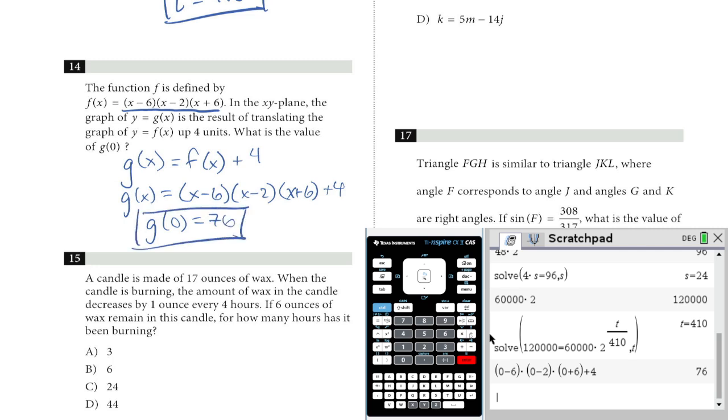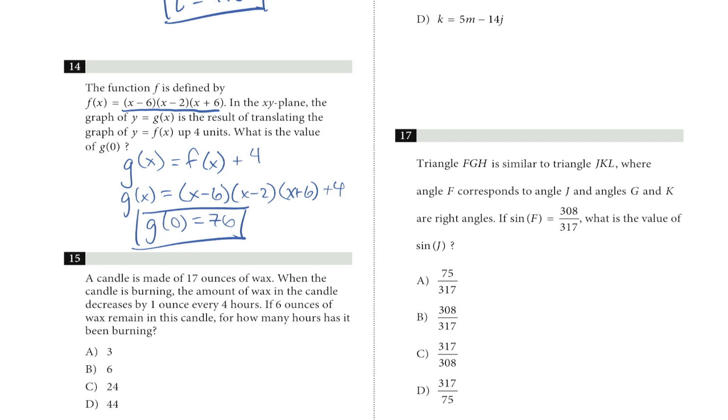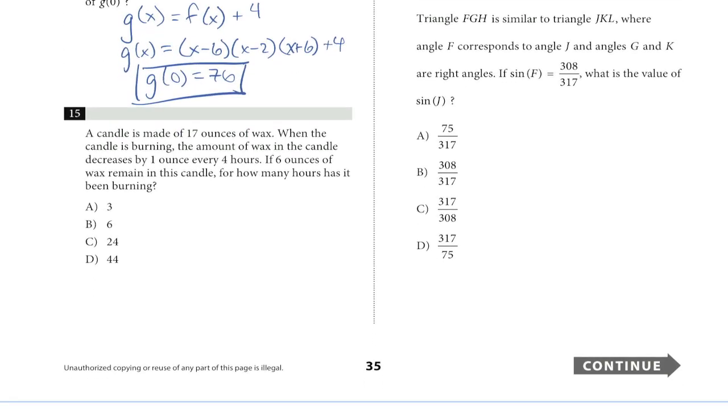Again, multiple ways to do this question. Just one way that I like to do it. All right, number 15. A candle is made of 17 ounces of wax. When the candle is burning, the amount of wax in the candle decreases by 1 ounce every 4 hours. If 6 ounces of wax remain in this candle, for how many hours has it been burning?